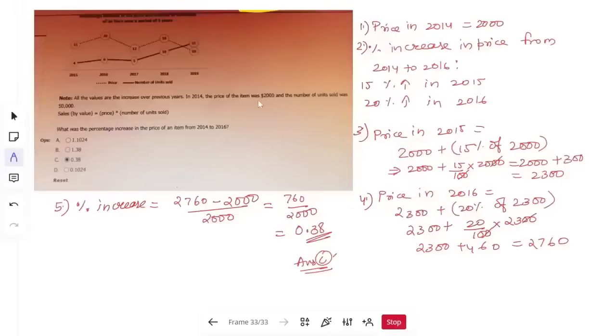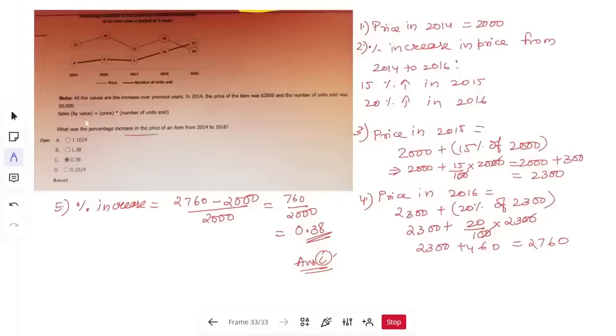In 2014, the price of an item was $2,000 and the number of units sold was 50,000. So sales by value is equal to price into number of units sold. We are asked what was the percentage increase in the price of an item from 2014 to 2016. Some data is given, that is the percentage increase in the price and the number of units sold of an item over a period of 5 years. We are not concerned much with the number of items sold, because we are asked about the price and the percentage increase in the price.